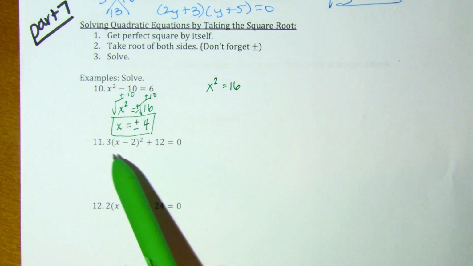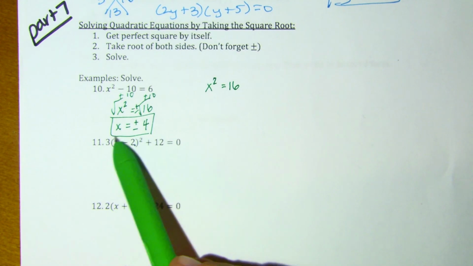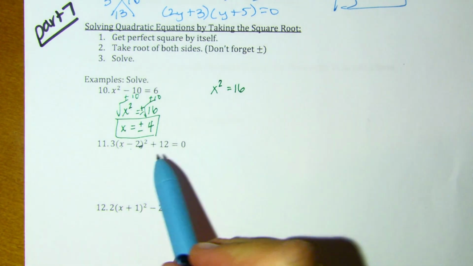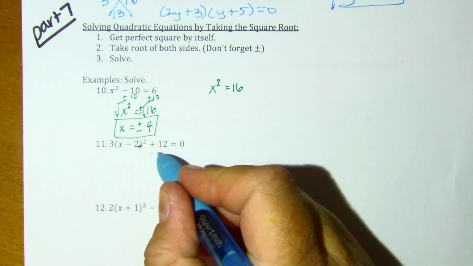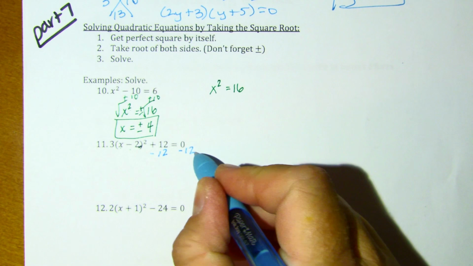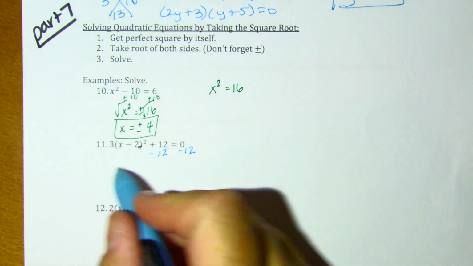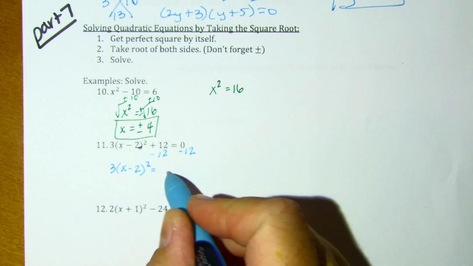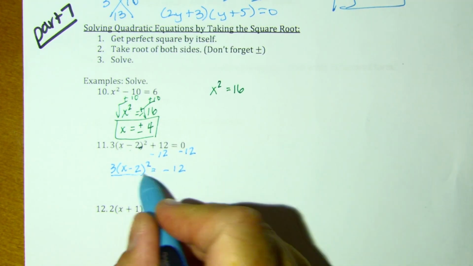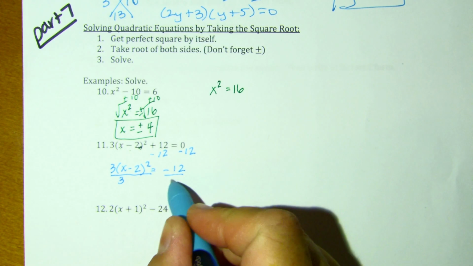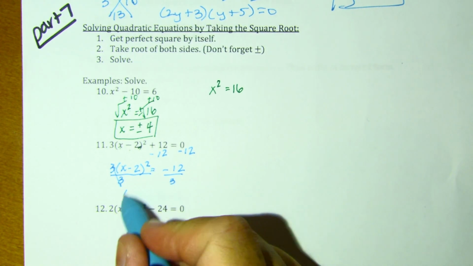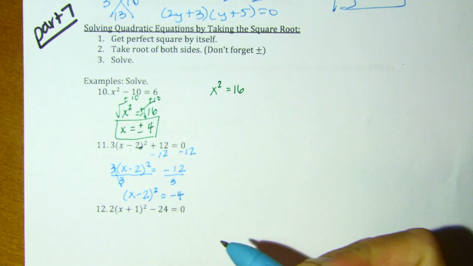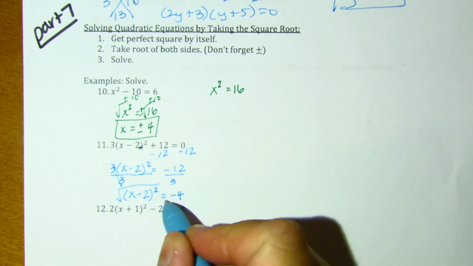Now the next one, we have x minus 2 squared, and that's the piece that we're going to want to get by itself. So the first thing I want to do is subtract 12 to get it onto the other side, and then I have 3 times x minus 2 squared equals negative 12. Then I want to get that 3 off of there, so I'm going to divide both sides by 3. And then I have x minus 2 squared is equal to negative 4. Now I can square root both sides.